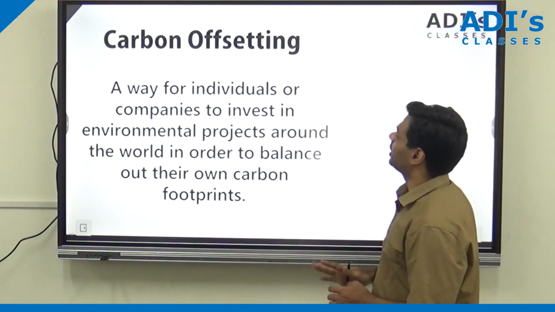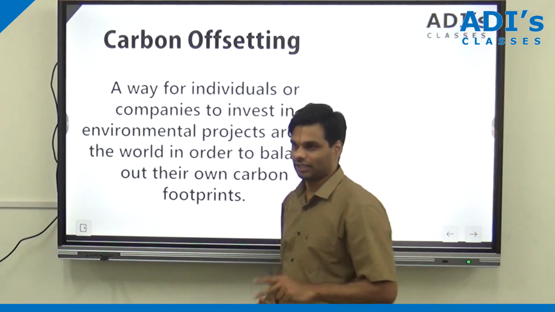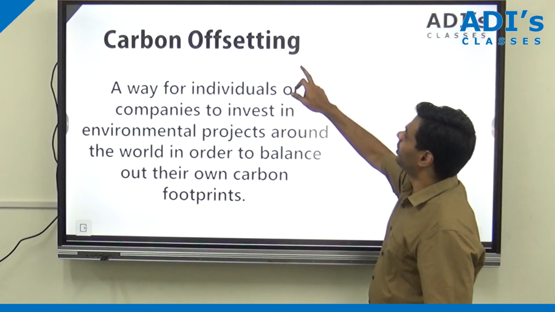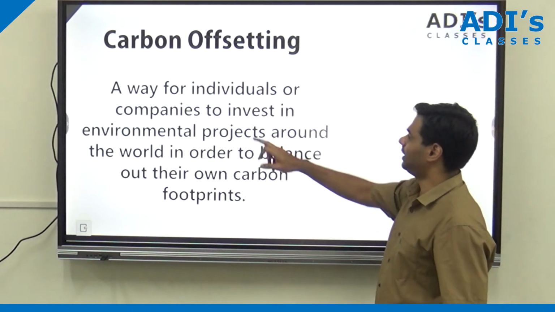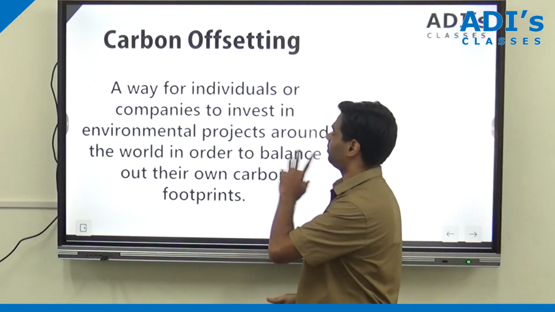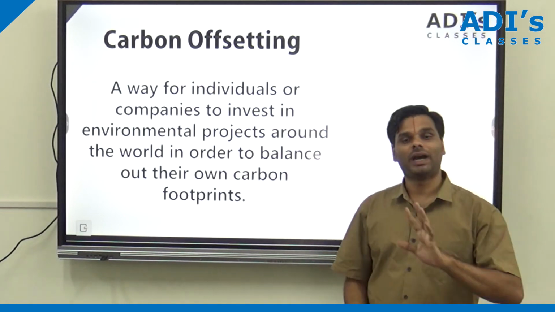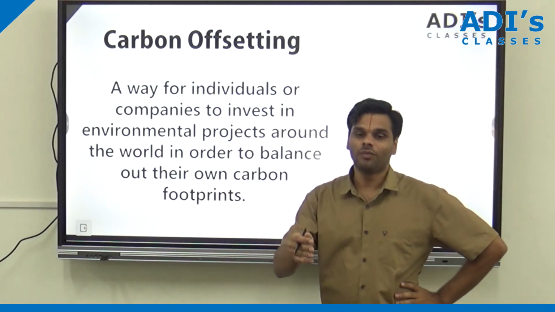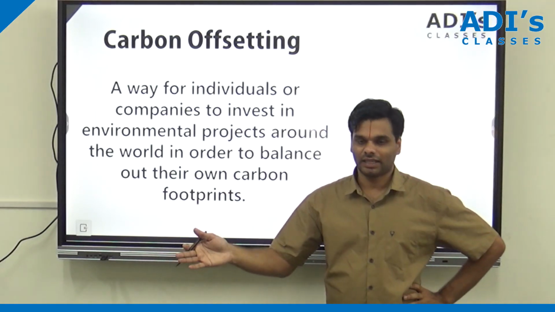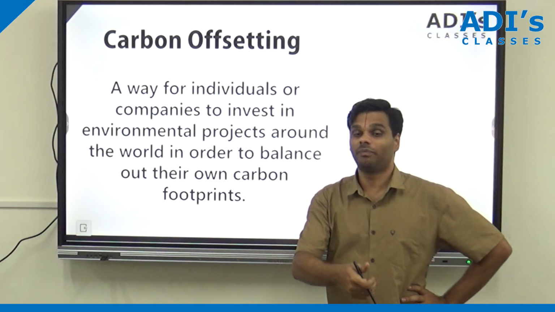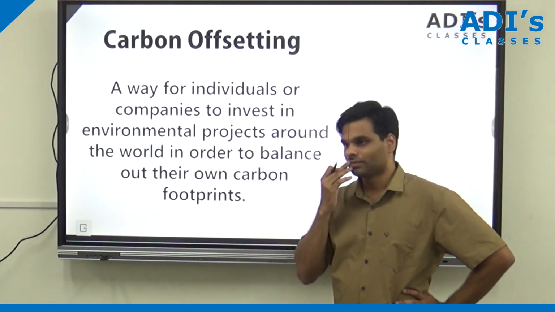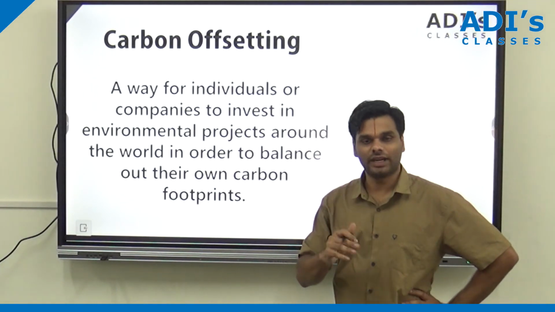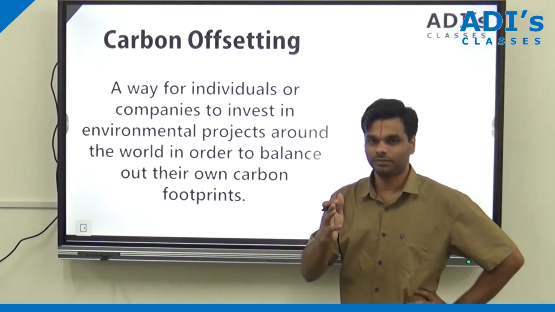So it's called carbon offsetting. There are two terms here. The first one is carbon offsetting. I'll be talking about another term. Carbon offsetting is a way for individuals or companies to invest in environmental projects around the world in order to balance their own ecological footprint. I explained this, correct? Now, how an industry can invest or buy carbon credits from another company to offset its carbon footprint. Correct? Wrong? Any doubt?